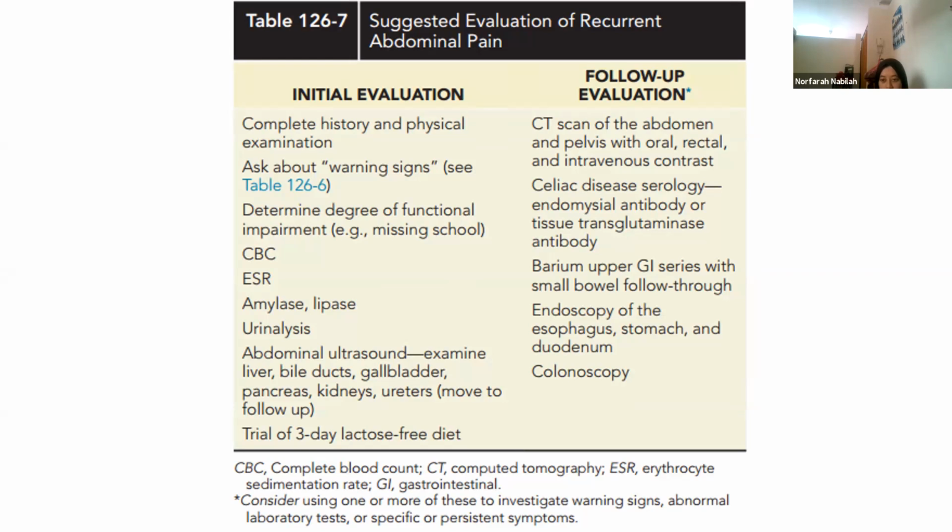Okay, and for the investigation, we can... You're too lazy to write. You just cut and paste. Forget about it. Forward. Okay.